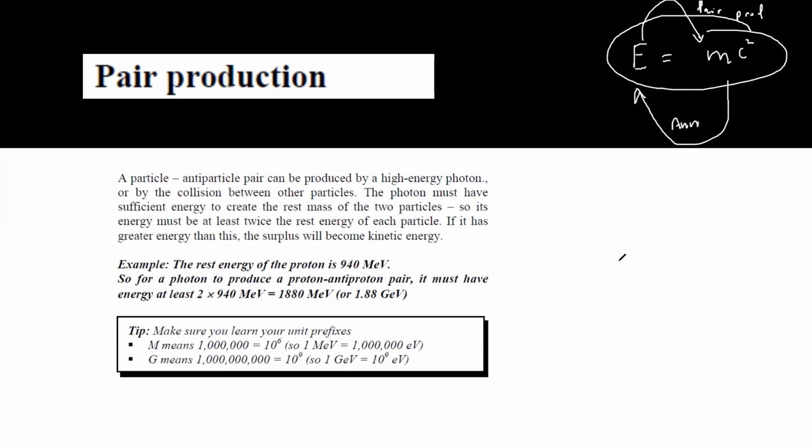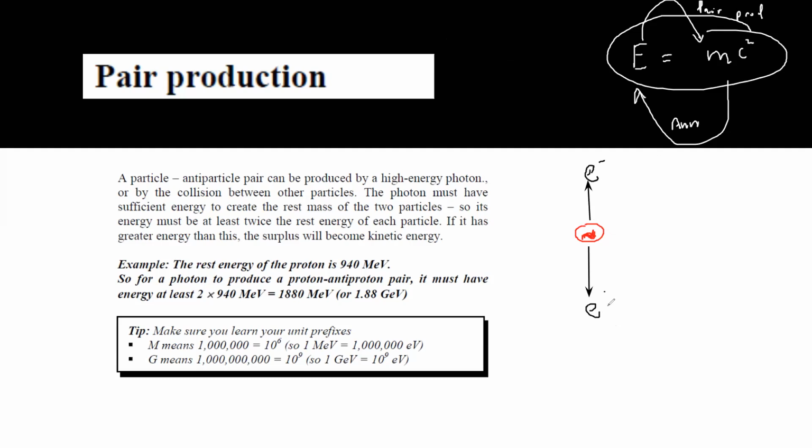Because when energy is changing into mass, like you have photons, when a photon interacts, it will produce two things: a particle and an antiparticle. So if an electron is produced, it will also produce a positron. Both will move in opposite directions. Why do they move in opposite directions? To conserve the momentum. A particle and antiparticle can be produced by a high energy photon or by collision between other particles as well.